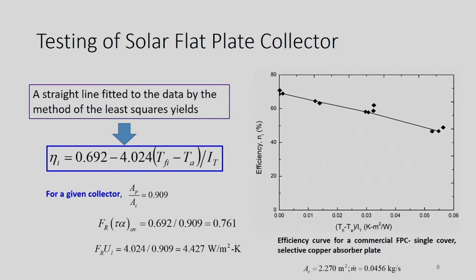So, let us take a commercial FPC, say this is the characteristic curve for a commercial FPC having a single cover and selective copper absorber plate, with collector area of 2.27 square meter and mass flow rate of 0.0456 kg per second.